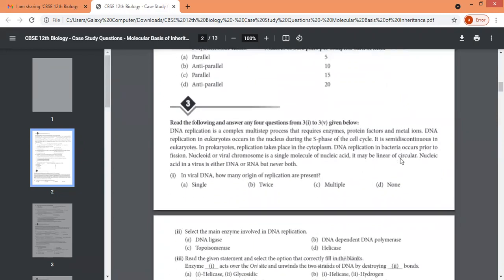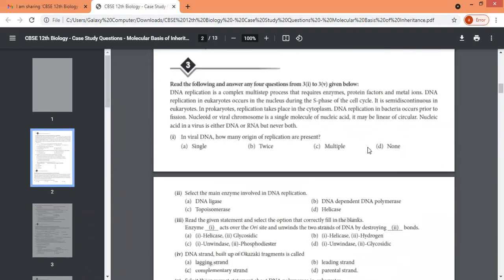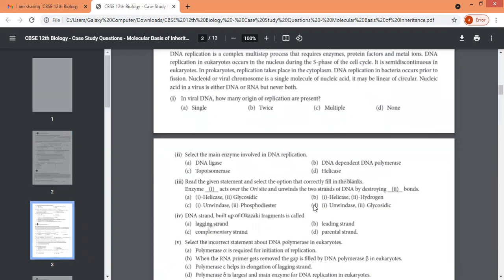Next, we come to the next question, as you can see. Because this is from molecular basis of inheritance, you will have questions related to DNA. I won't read all the questions, as it will definitely consume lots of time. You can always see it and practice it for yourself, and at the end of all the questions, I'll be sharing the answers for you. Again, 5 questions will be there and 4 options for each question. You will have to point out the correct option.